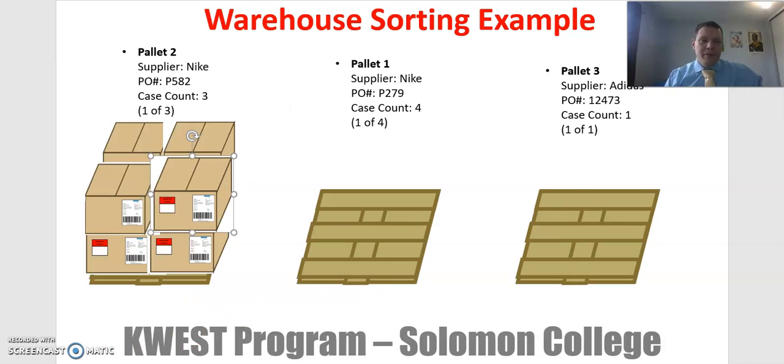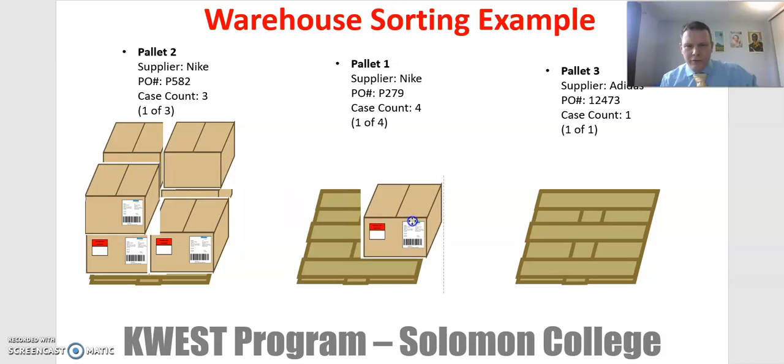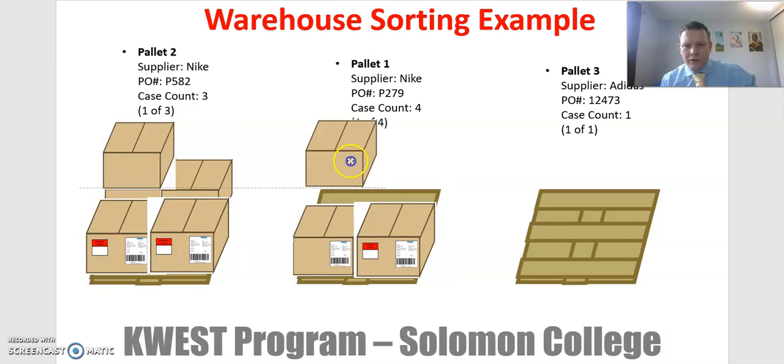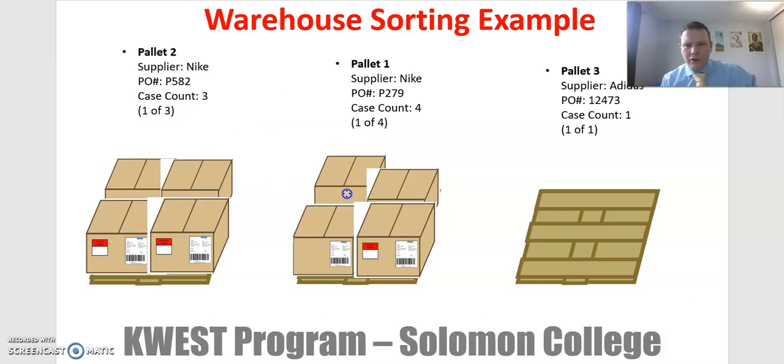So let's demonstrate this warehousing sorting procedure. Okay, we have one pallet that has been wrapped together with three different purchase orders. All of the shipping labels are facing out at the end where it can be picked up by the forklift. So let's separate these three purchase orders and put them on separate pallets. So you would put for the purchase order P279, the case count is 4. So we'll put all 4 of those here. Okay, right? Now they're all on that one pallet.